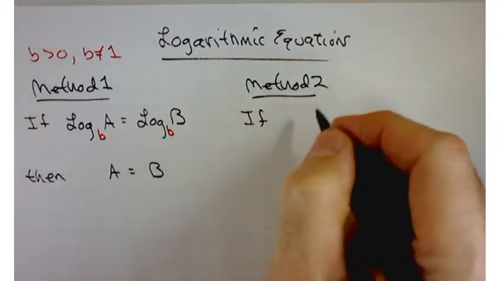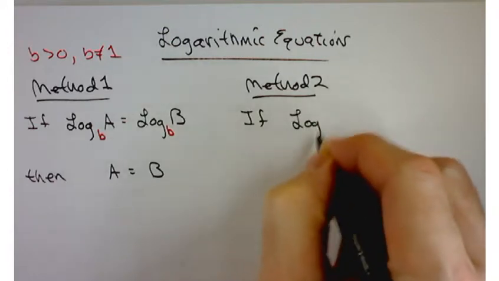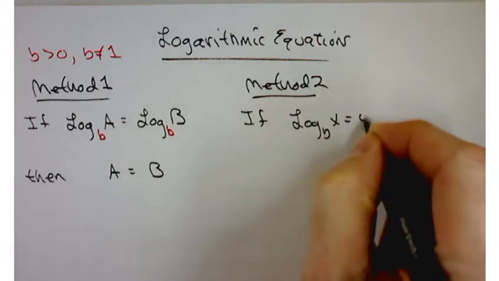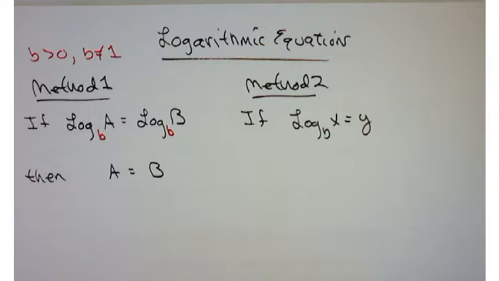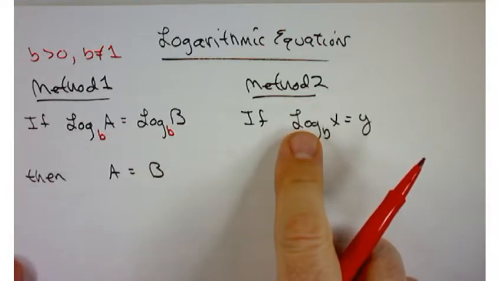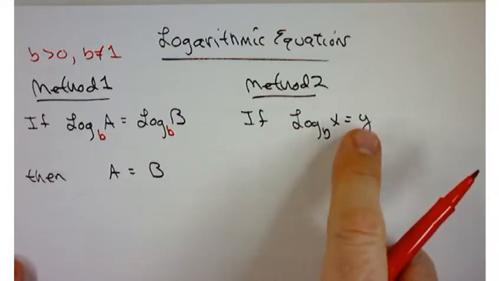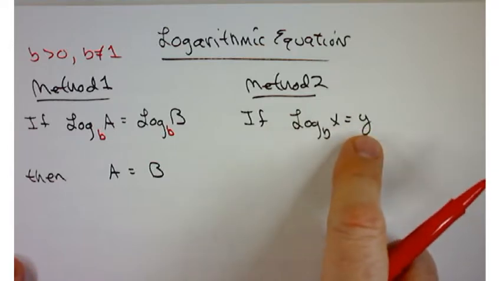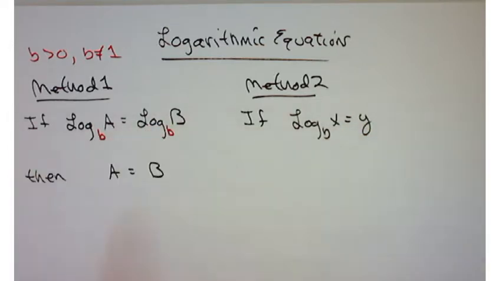If we have the log base b of x equals y, well, that's a little different. Why is this a little different than the first method? Yeah, I don't have a log on this side, right? Here, to use this idea, I have to have logs on both sides. A log of something equals a log of something else. Then you can get rid of the logs.